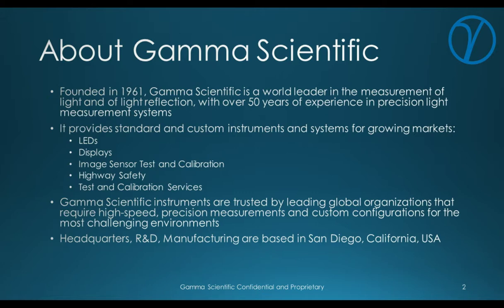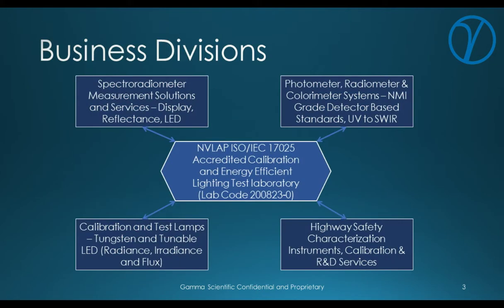We've been around for over 50 years, founded in 1961, and we're a leader in light measurement and precision measurement systems. So we manufacture products for a variety of markets, including LED segment, display measurement, image sensor, test and calibration. We also have a highway safety line and a full test and calibration laboratory here. Everything we do is based in our factory headquarters here in San Diego.